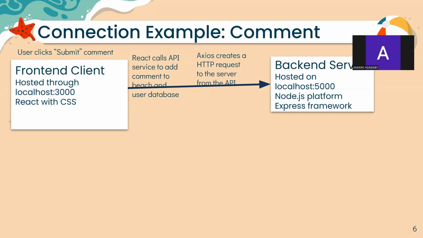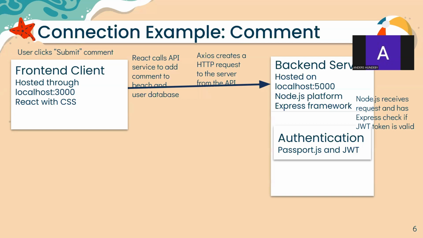Then it goes to the backend server, which is hosted on localhost 5000, which uses Node.js as the platform and Express as the framework. So from that HTTP request, Node will receive it, and then Express will check if it's a valid JWT token with Passport. If it's valid, Express will use Mongoose to tell MongoDB to change the database.